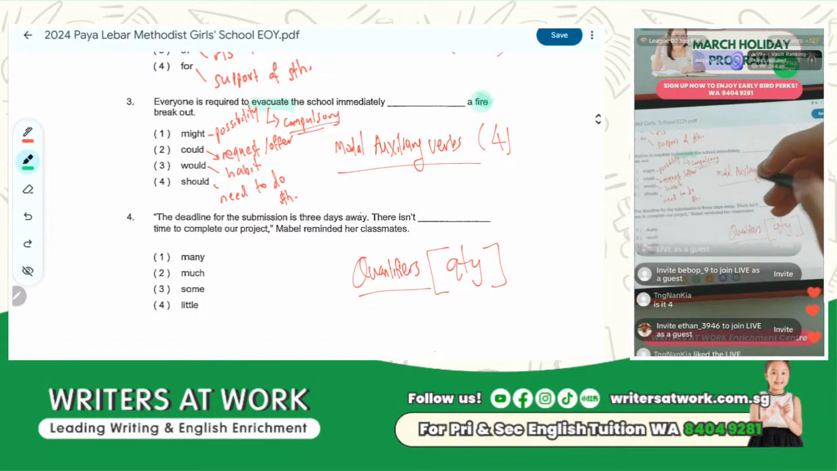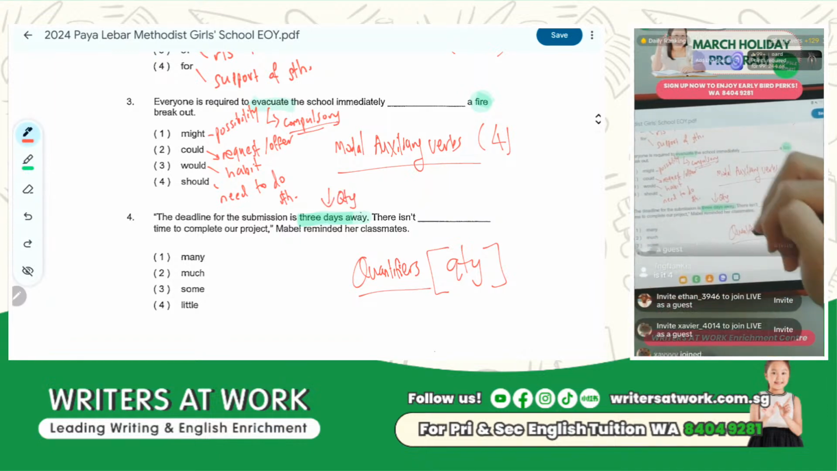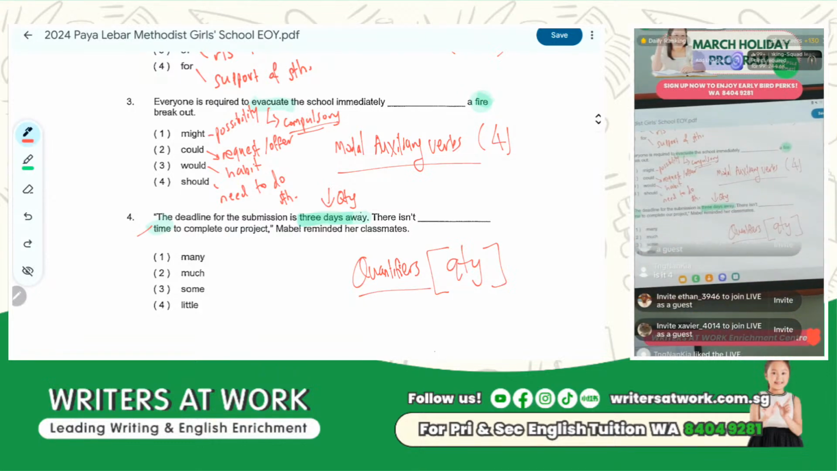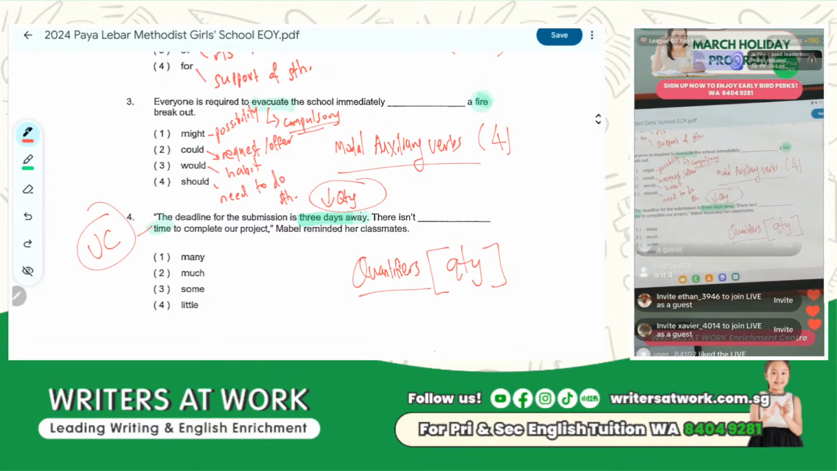Now, looking at the question, it tells you that the submission is 3 days away, which shows that there is very little time. Low quantity. The next thing that we observe is the idea of time. So we need to ask ourselves, is time countable or uncountable? Well, we all know time is uncountable. So when we have these two ideas in mind, let's take a look at the options. It's very clear cut. Our answer is we don't have much time.